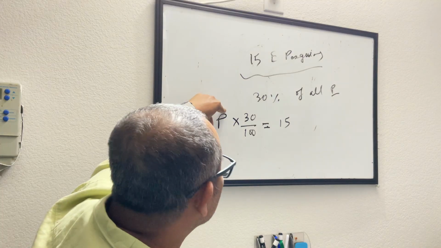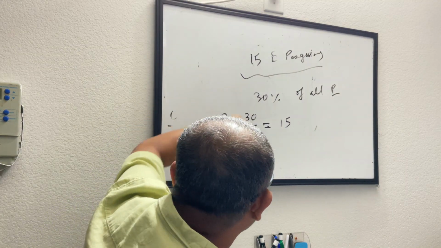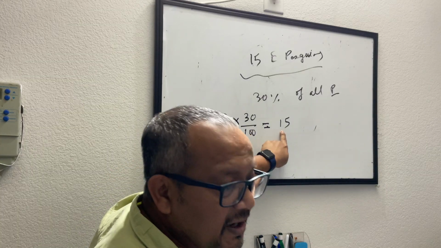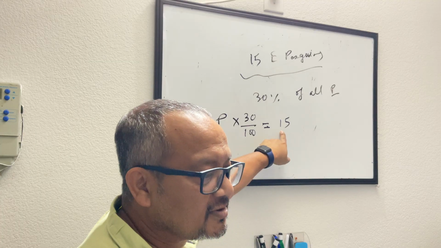So let's say this is P, we don't know about it. So 30% of P is equal to the number of emperor penguins. They make up 30% of the whole population. Yeah?